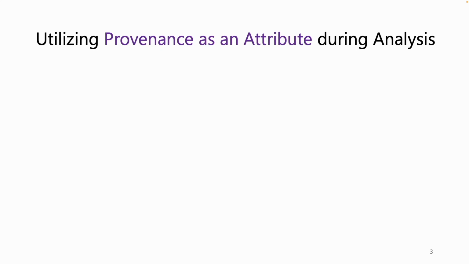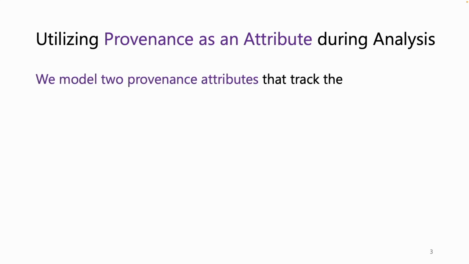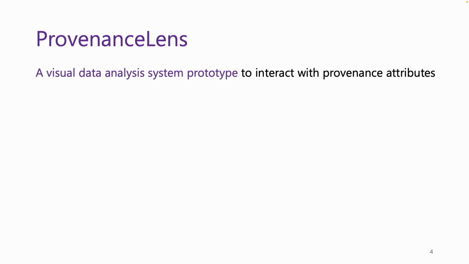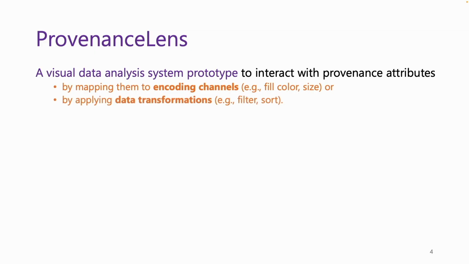We thus propose modeling provenance as an attribute that is available to users during analysis. We demonstrate this concept by modeling two provenance attributes that track the recency and frequency of user interactions with data. To evaluate provenance attributes, we developed a visual data analysis system prototype, ProvenanceLens. ProvenanceLens enables users to visualize their interaction recency and frequency by mapping corresponding provenance attributes to visual encoding channels such as fill color and size, or applying data transformations such as filtering and sorting.